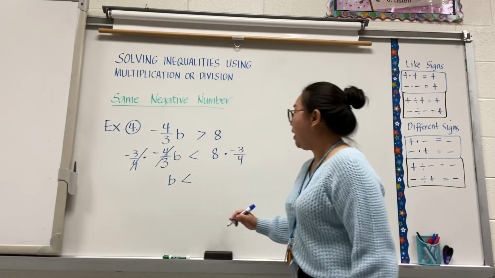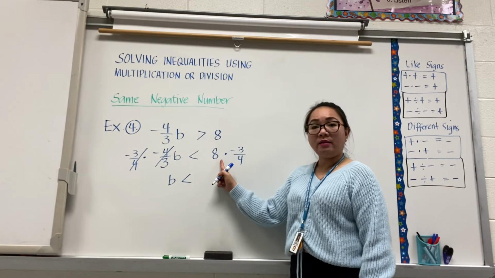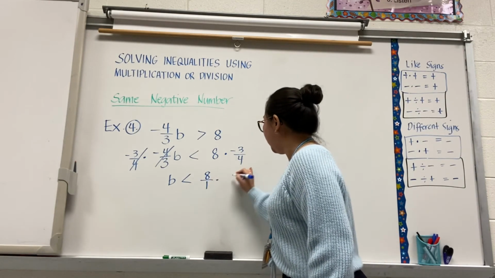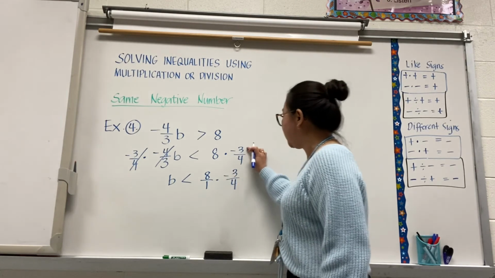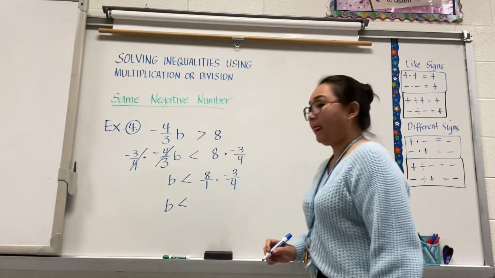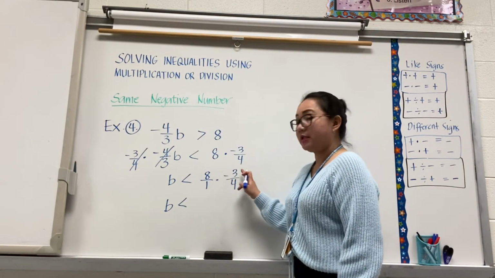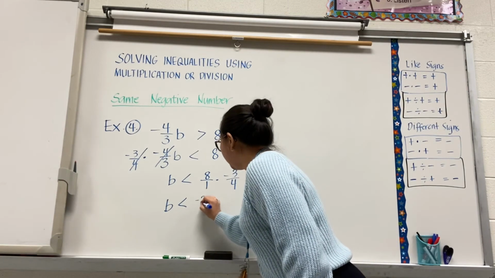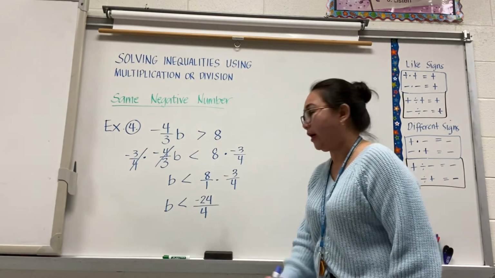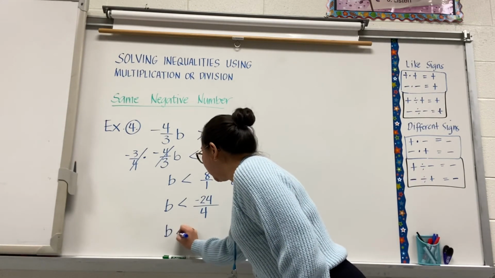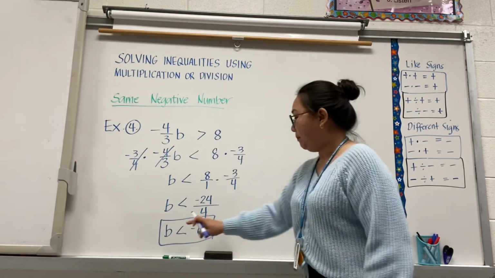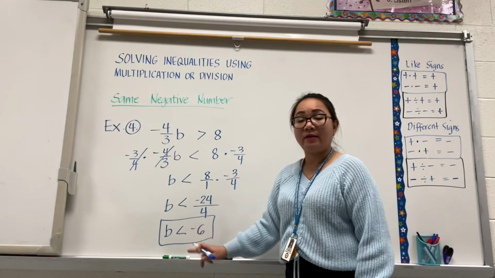Symbol is less than. So now, make 8 a fraction. So this will become 8/1 times negative 3/4. So just bring this down. So we have your b, symbol is less than. So multiply straight across. 8 times negative 3 is negative 24. 1 times 4 is 4. Then simplify. So our b now is less than negative 6. This is now the solution. b is less than negative 6. Then graph.